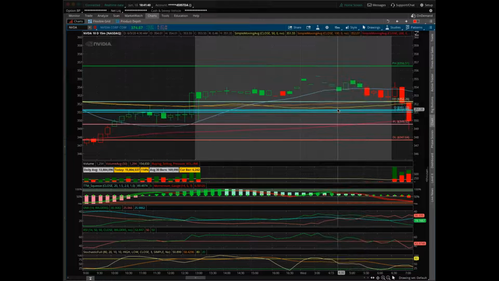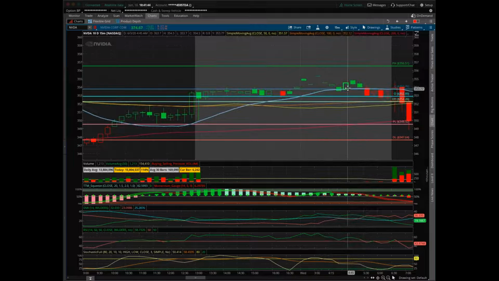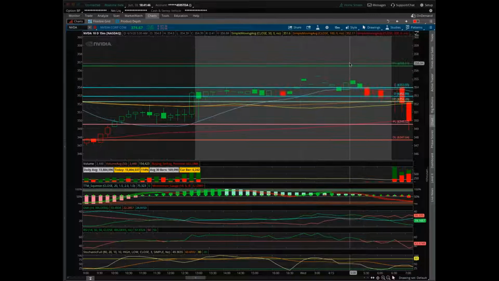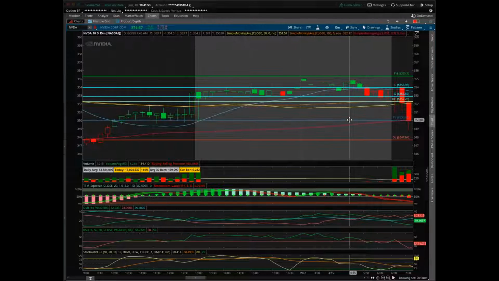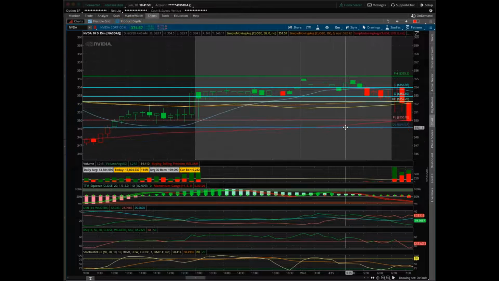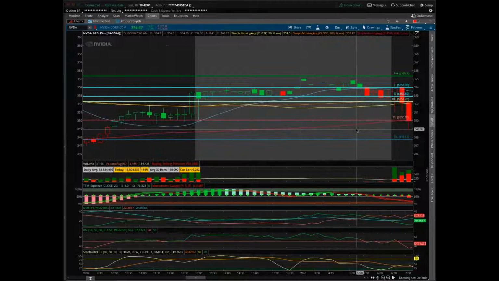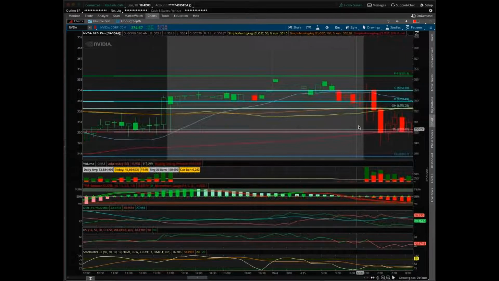All right, so the open is here, the close is here, pre-market high is here, pre-market low is going to be here on this guy, and then our day's low, let's see where our day's low is.